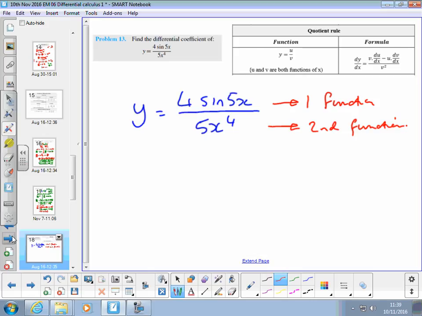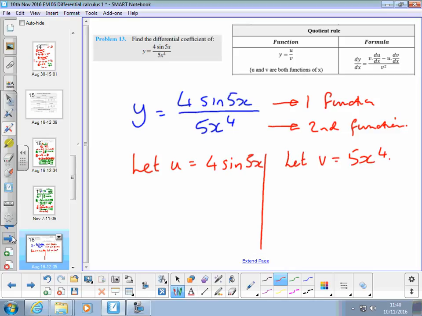Alright, we must call the numerator u. So let u equal 4 sine 5x, and the denominator equal v. Then differentiate them, plug them into this formula here, and perhaps simplify. So have a go, see if you can do that.